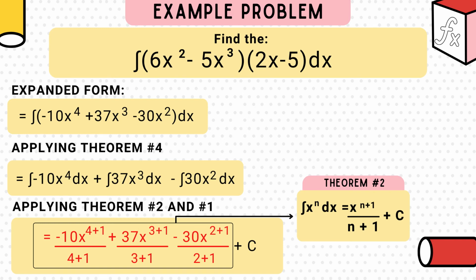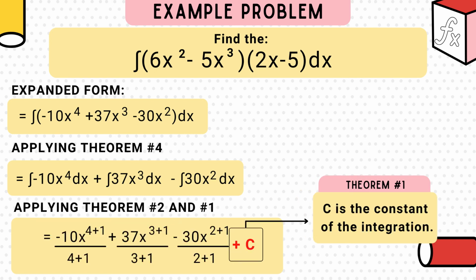By adding 1 to the power and copying the power in the denominator and also adding 1, we can get the antiderivative of the terms. So, negative 10x to the power of 4 plus 1 divided by 4 plus 1, plus 37x to the power of 3 plus 1 over 3 plus 1, minus 30x to the power of 2 plus 1 over 2 plus 1. And remember to always add c in the end because it is stated in our theorem number 1.